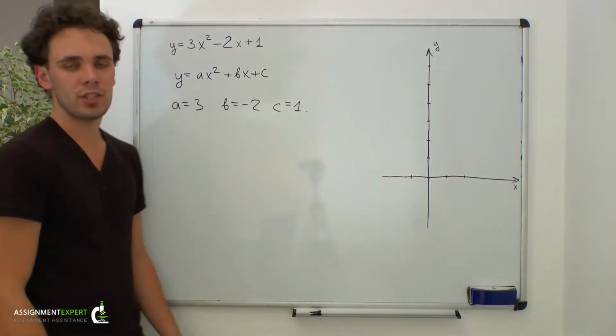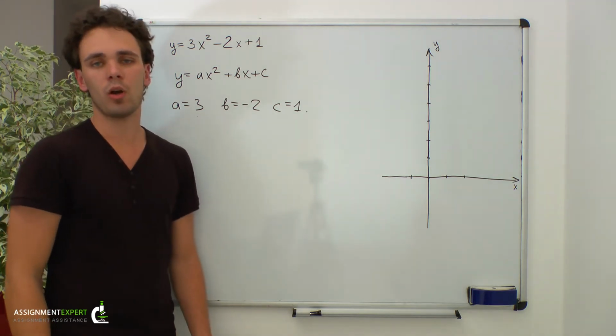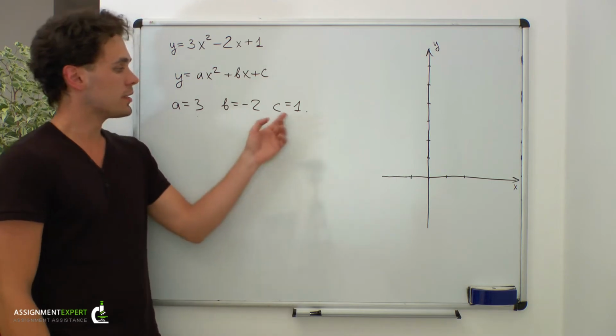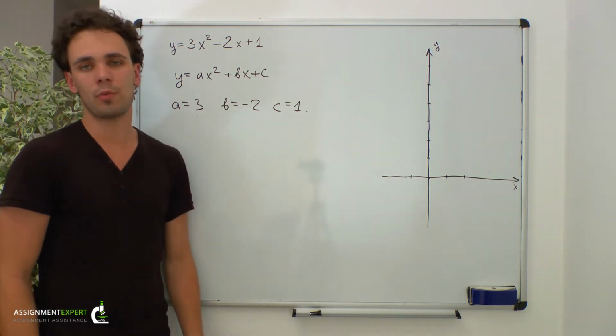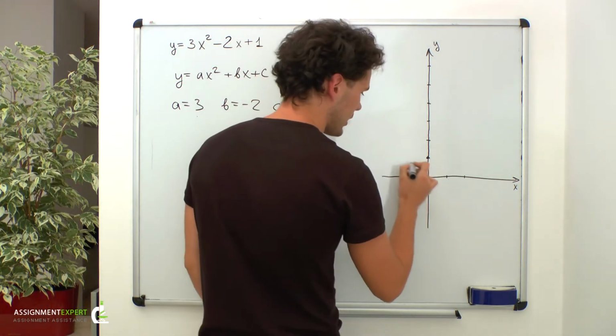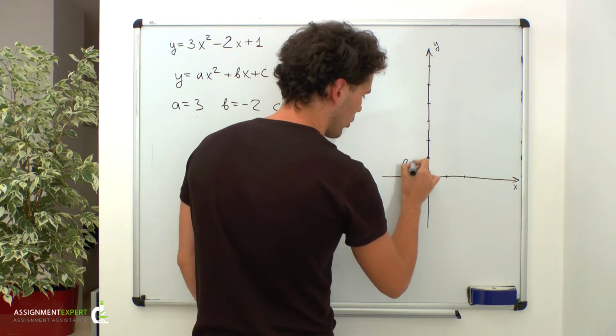A is greater than 0 and this means that our parabola opens upwards, therefore our vertex is a point of minimum. C is the y-intercept of our parabola. Let's mark it on our graph. Here it is at the point (0, 1).